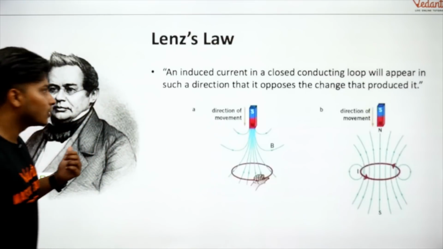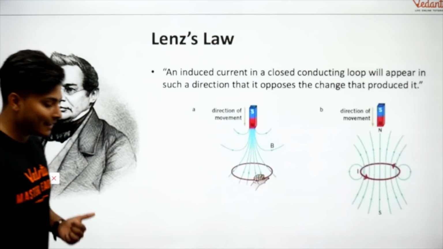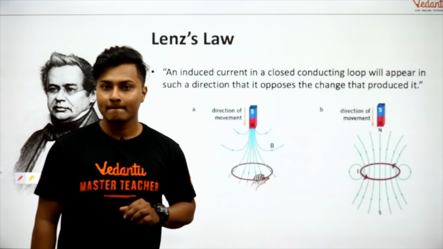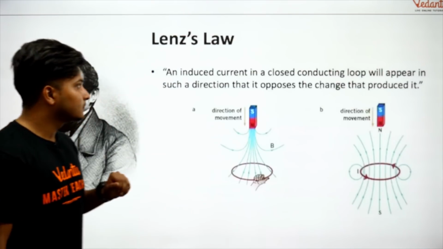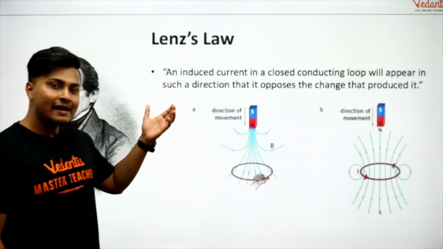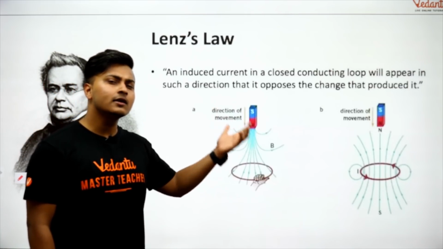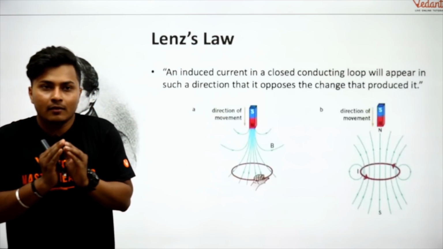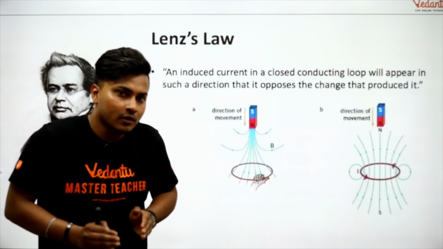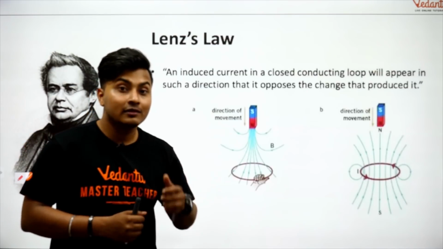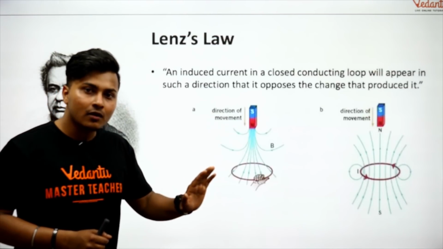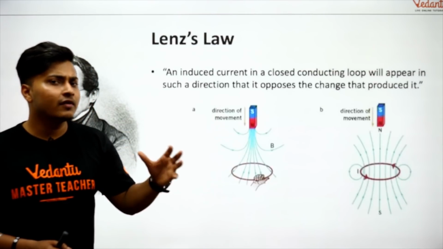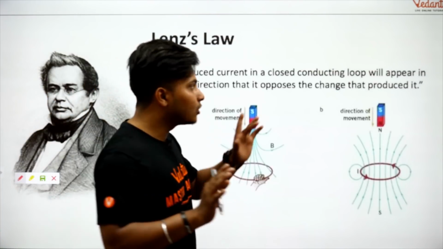Here is a guy called Chris Lenz. Chris Lenz said a very interesting thing. He said, an induced current in a circular coil or a circular loop will be moving in that circular loop in a way that it will oppose the cause which produced it. I know it might be a very confusing thing for all of you. I'll draw it and show it to you.